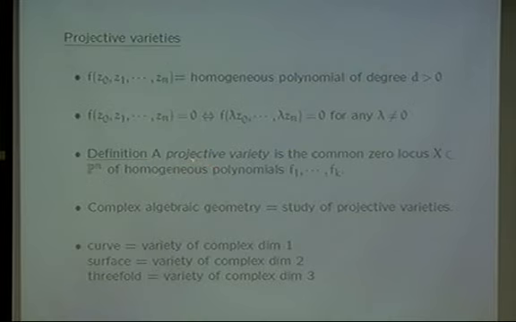So then we make the definition: a projective variety is nothing but the common zero locus in projective space of a finite number of homogeneous polynomials. All of these may have different degrees: d1, d2, ..., dk. Anyway, my definition of complex algebraic geometry is the study of projective varieties. And a curve is what? A curve is a complex projective variety of dimension 1. A surface is dimension 2, a threefold dimension 3, a fourfold dimension 4. So real dimensions are 2, 4, 6, 8. You have to multiply by 2 for real dimension.